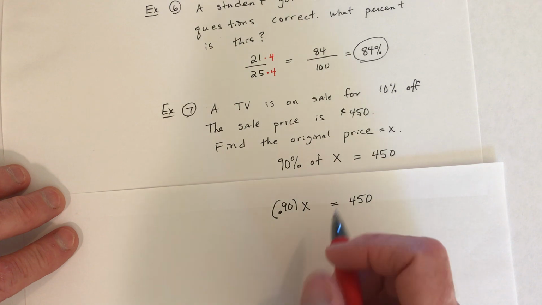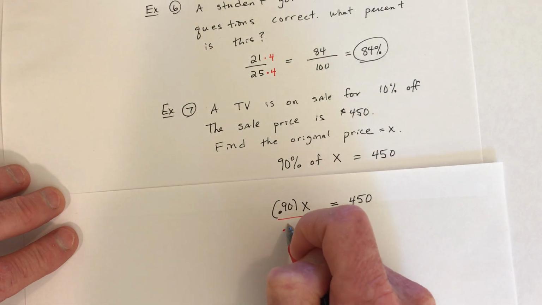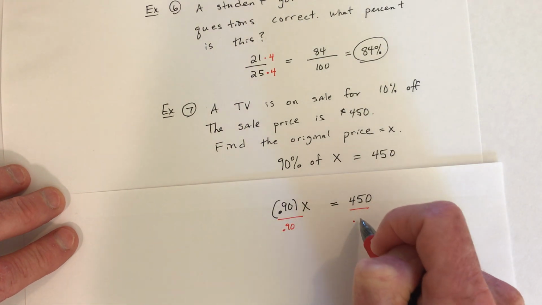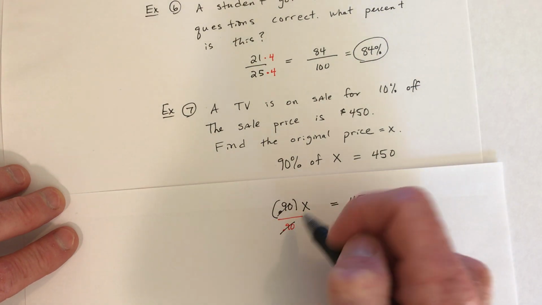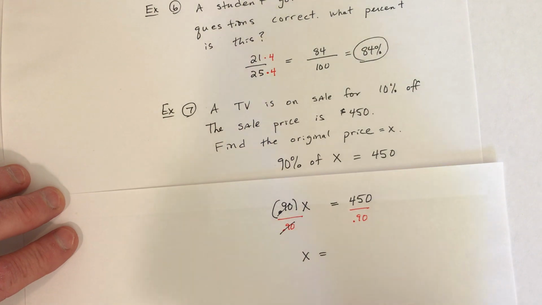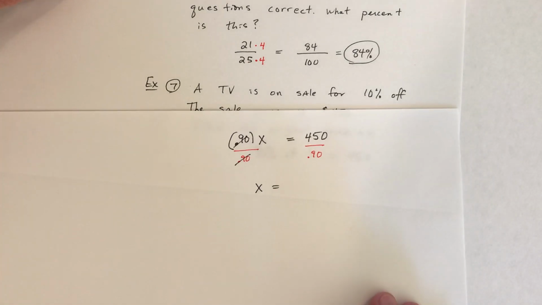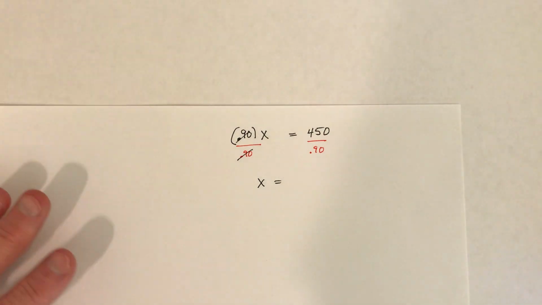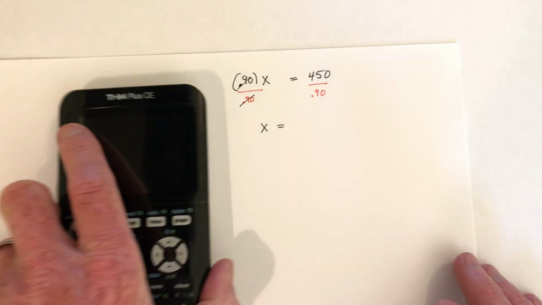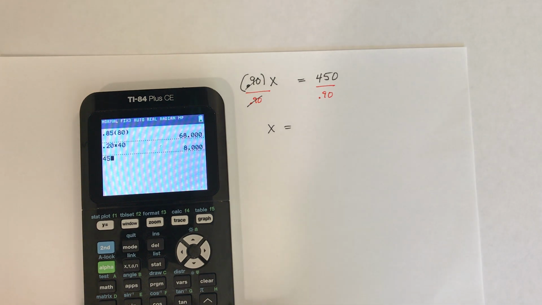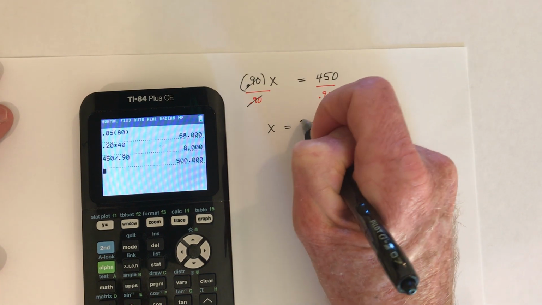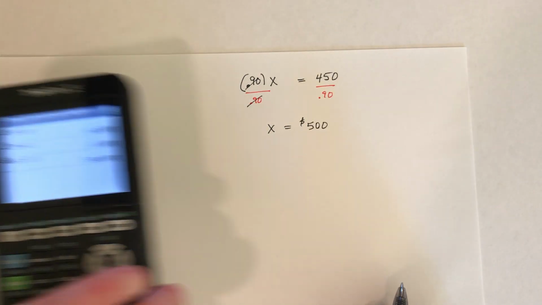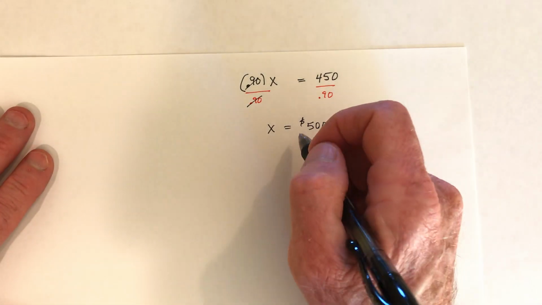Now to solve for X, you can divide both sides by 0.90. These will then cancel out, and then X, the original price, is whatever 450 divided by 0.90 is. And for that, I think I'm going to use a calculator. So 450 divided by 0.90. So originally it was $500, and then they took 10% off to get the sale price of $450.